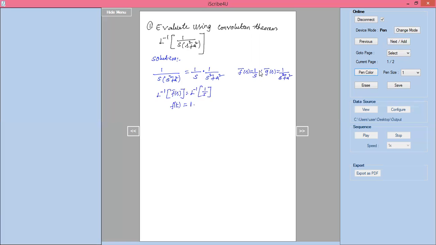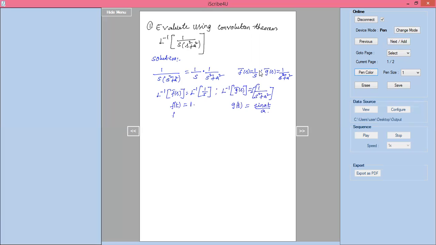Next, similarly, L inverse of g bar of s equal to 1 divided by s square plus a square. Here also I will apply L inverse on both sides. Now L inverse of g bar of s is g of t, equal to L inverse of 1 divided by s square plus a square, which is sin a t divided by a.